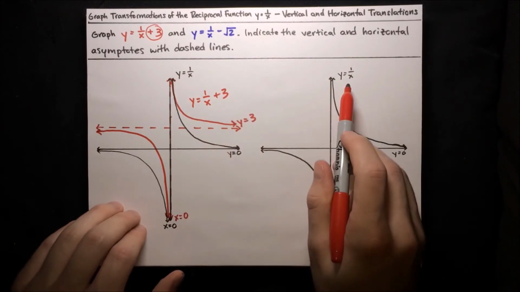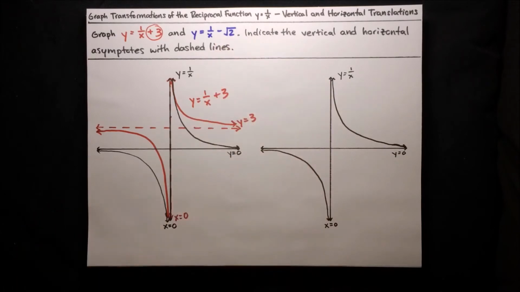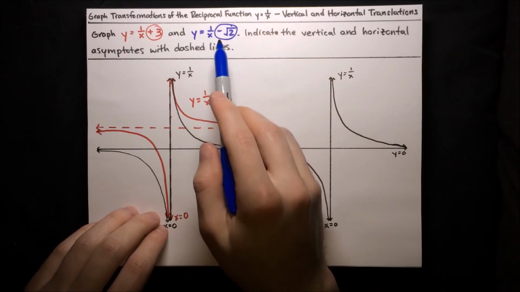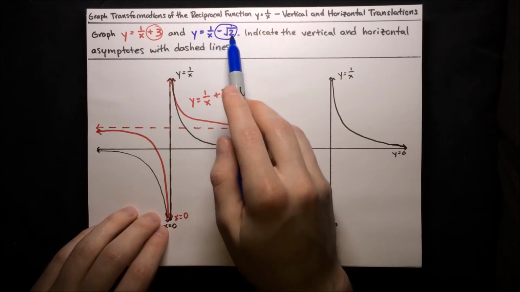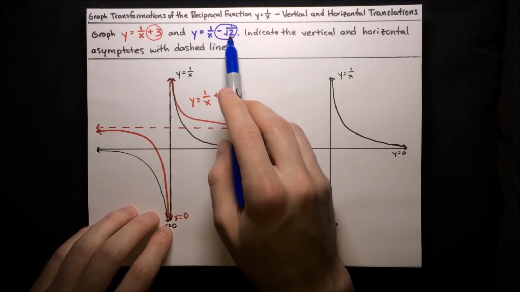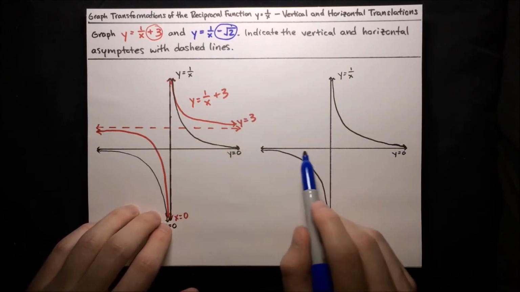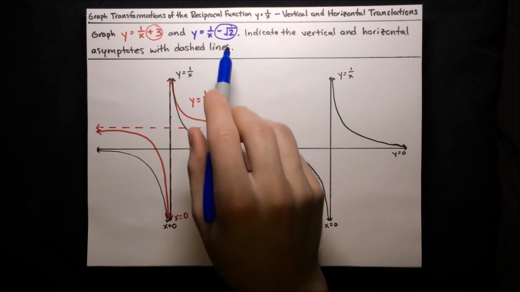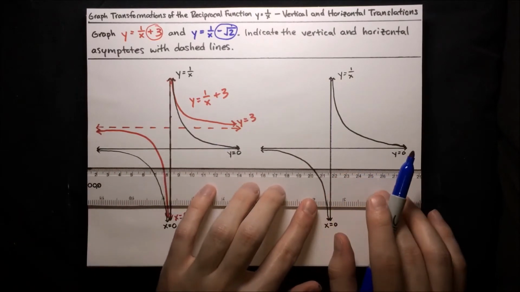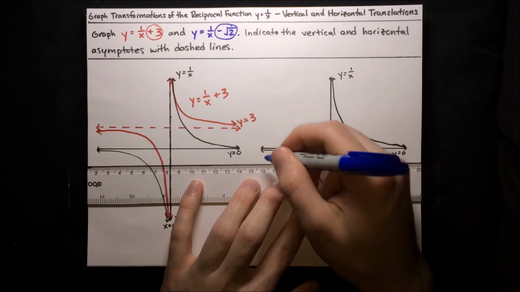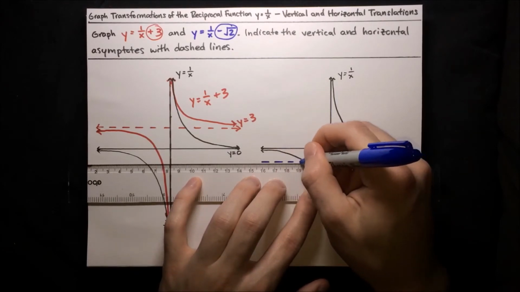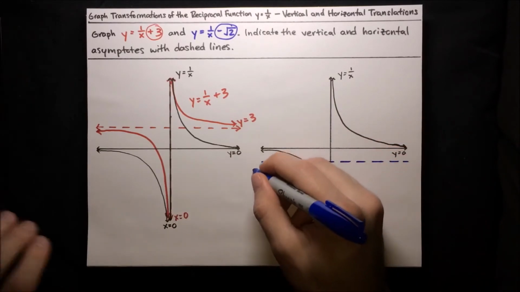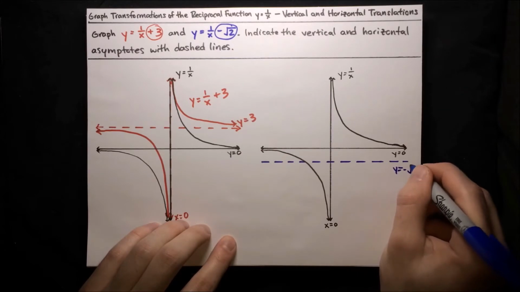Okay, now let's focus on y equals 1 over x but minus square root of 2. So how do we deal with that minus square root of 2 translation here? This is another vertical translation. This time we're going down by square root of 2 units. So let's see what happens to our asymptotes. Again, the horizontal asymptote at y equals 0 is going to go down by square root of 2 units. So let's put it down here. This will be our new asymptote, and we'll label that with y equals negative square root of 2.